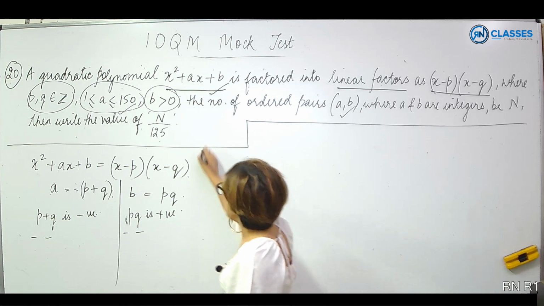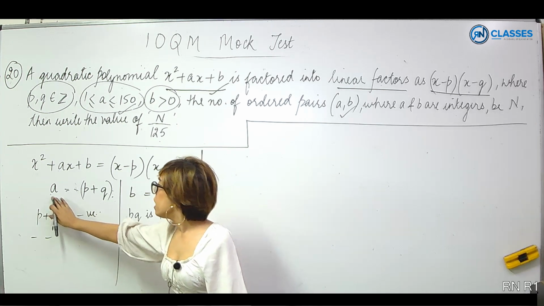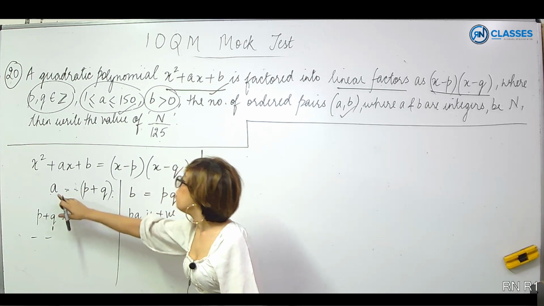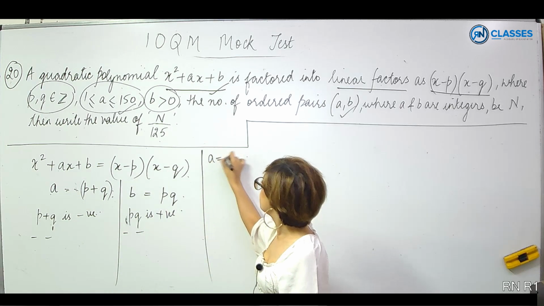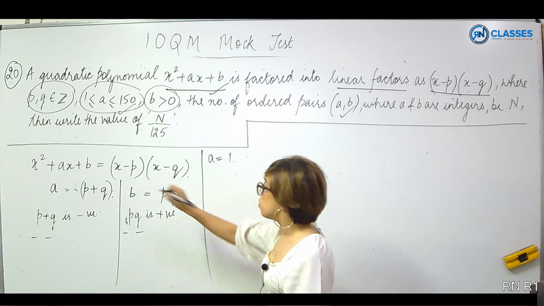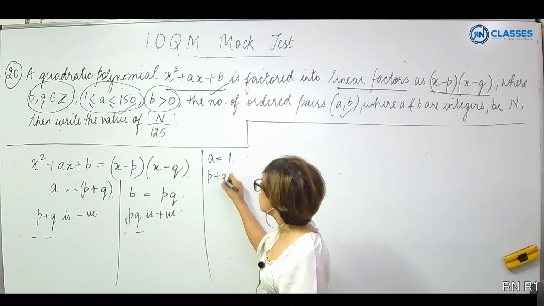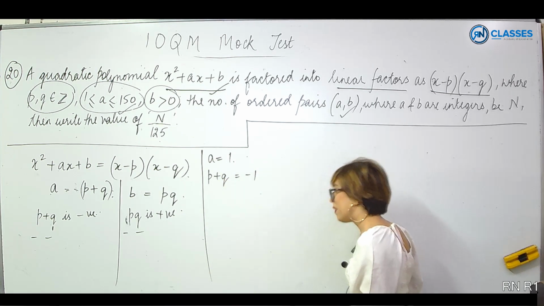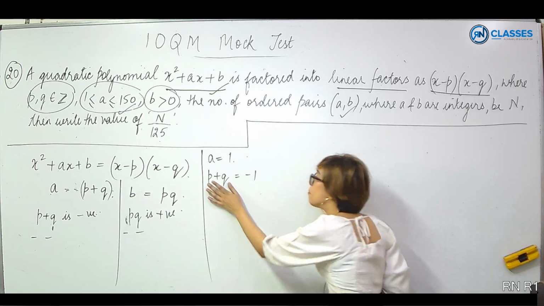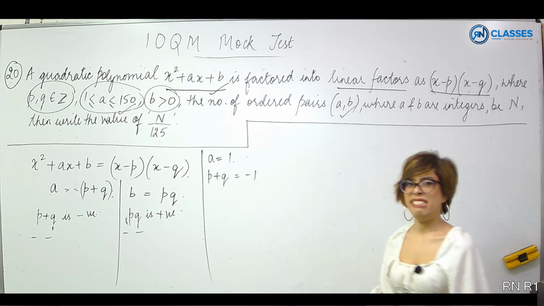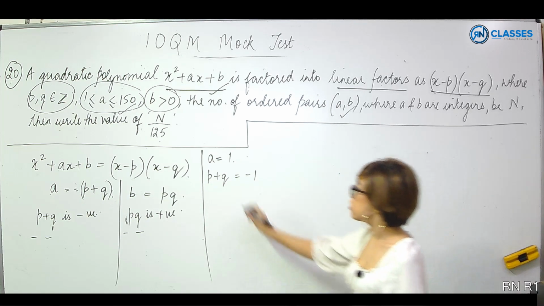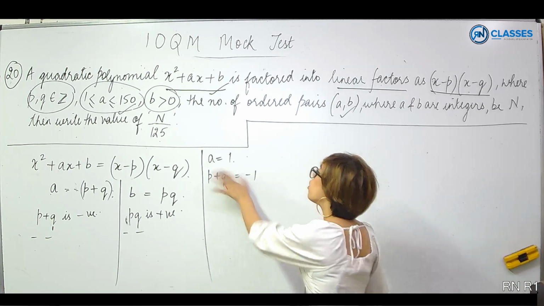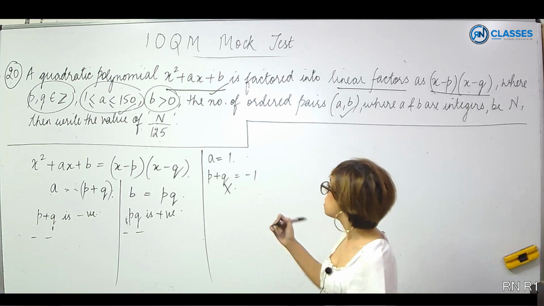Right? Let's see. Now, A is equal to minus P plus Q, so let me put A as 1. So, P plus Q will actually turn out to be minus 1. Now, you need to think of two negative numbers whose sum is minus 1. Can you think of that? The answer is no. That means A cannot be equal to 1.